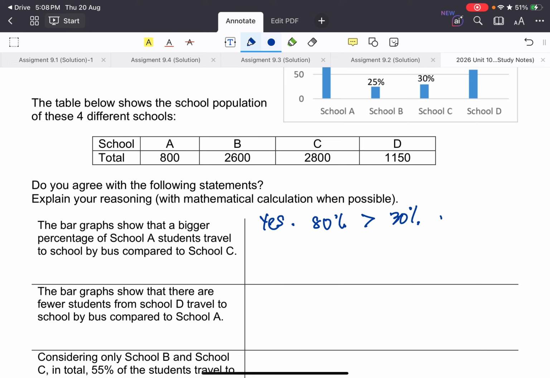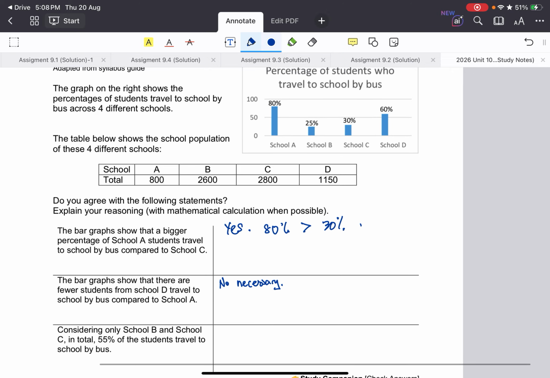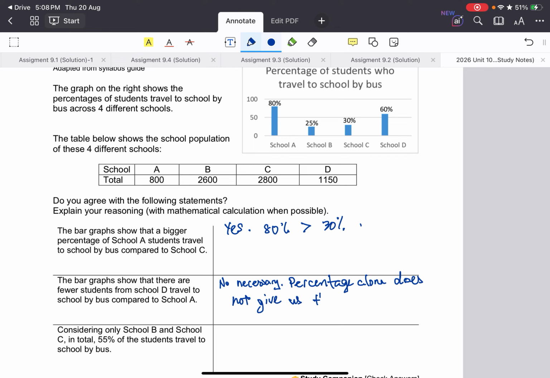Now this one is not necessary. Why? Because the percentages alone do not give us the raw number. We can't tell, so we need to compare with the raw number.